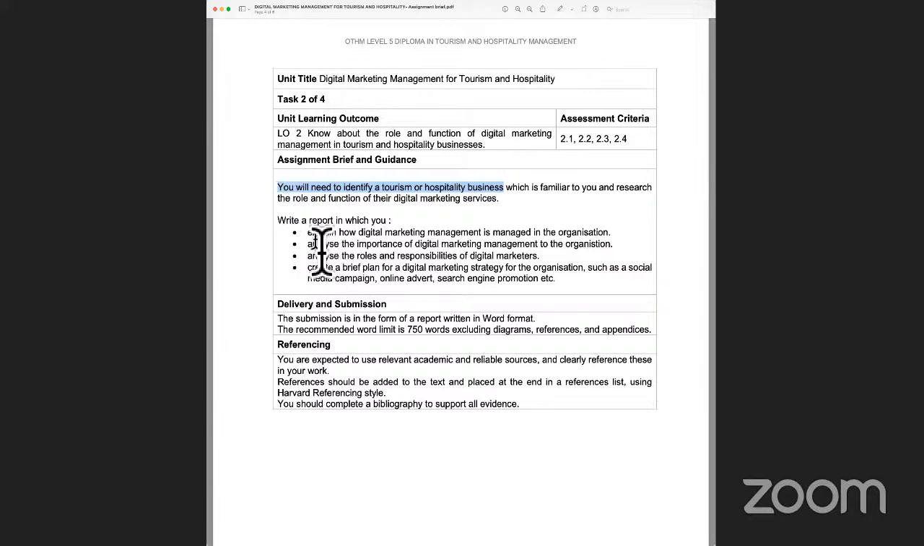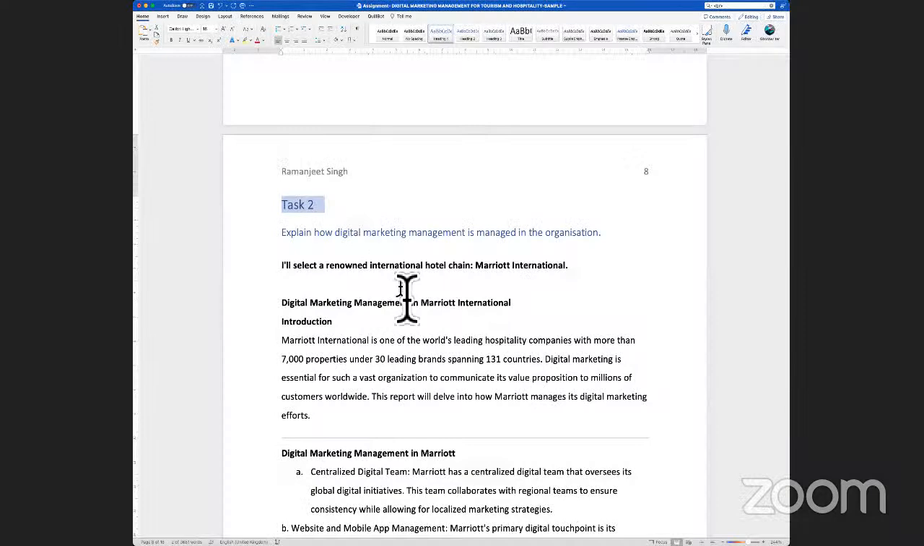So I've chosen Marriott International, and then I've gone ahead and done all of these tasks individually. This is asking us to write these tasks in about, say, 750 words. The first part talks about explain how digital marketing management is managed in the organization. So if I go into the assignment brief and my Word document that I've created, I have done these as 4 individual tasks.